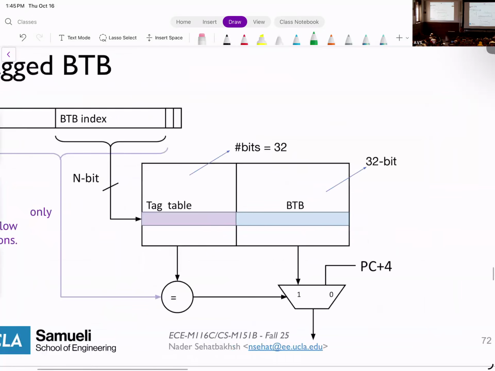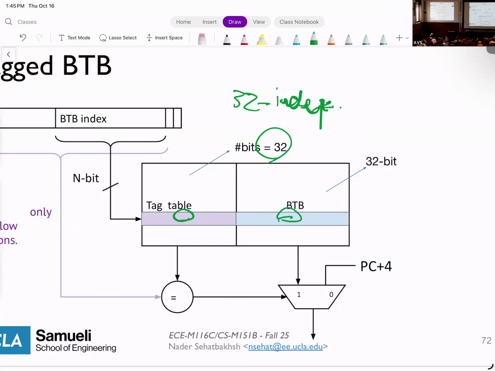So this is basically what we are doing, right? We have what we call a tag table, and we have a BTB. BTB is where you actually store the target PC, target address. It's 32-bit. Here, it could be 32-bit, or it could be 32 minus the number of index bits. As I said, either of these two are okay.